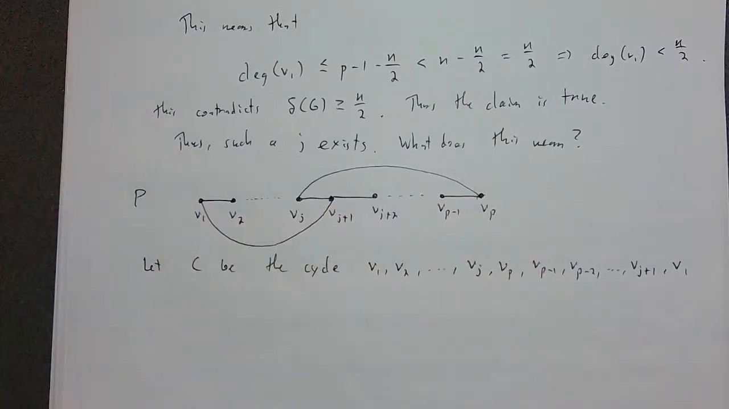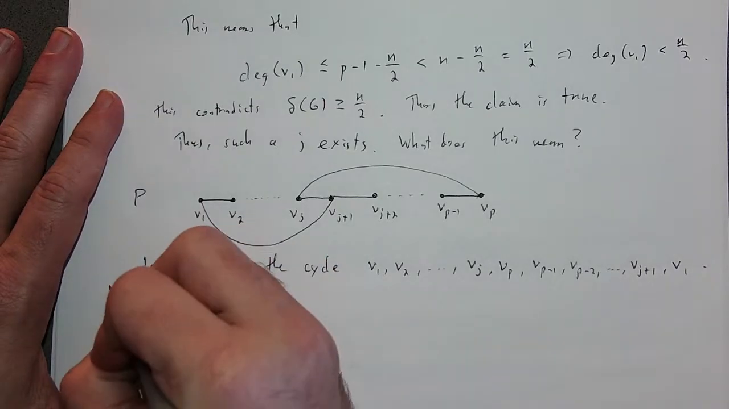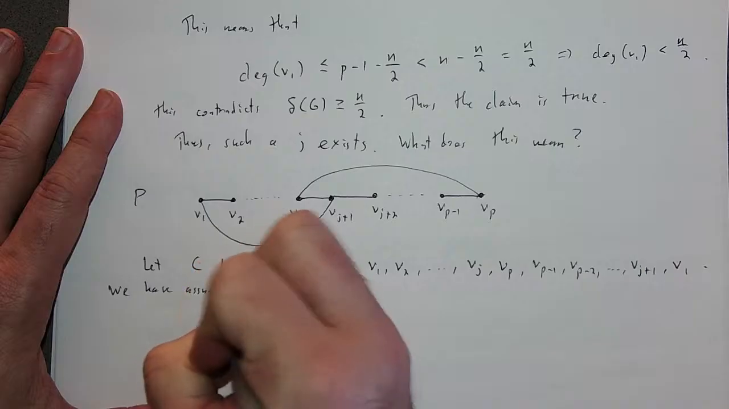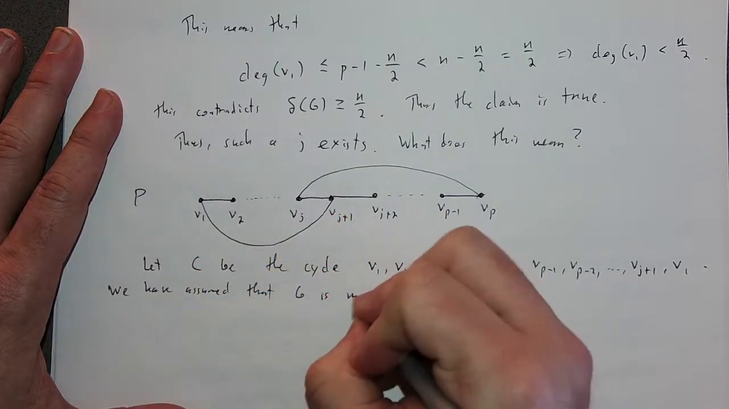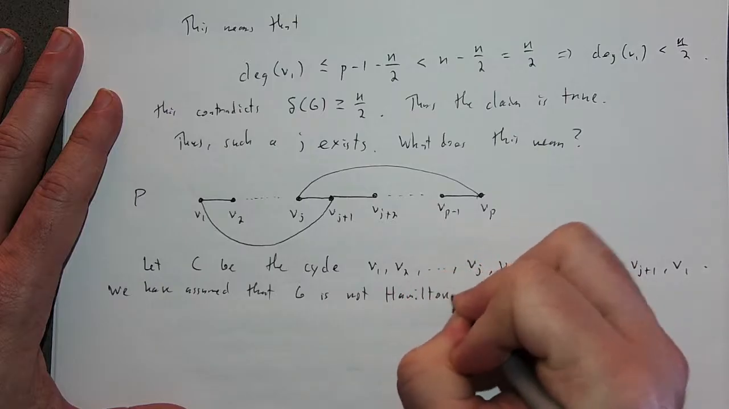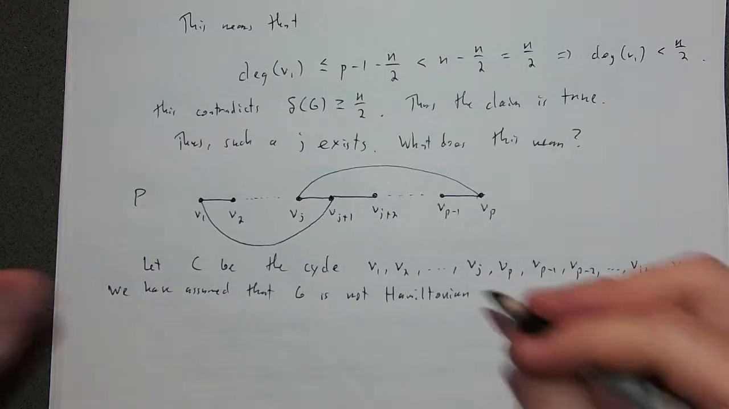So this is a cycle, right? Because this is a path. I'm not repeating vertices here because it's the endpoint. Okay. We have assumed that G is not Hamiltonian. And so there must be at least one vertex of G that is not on P.